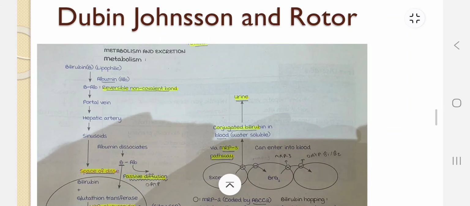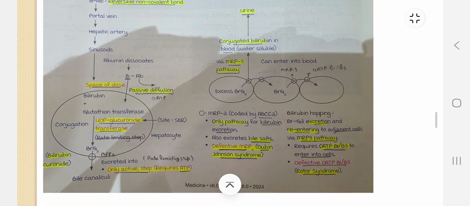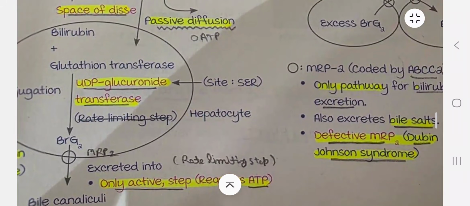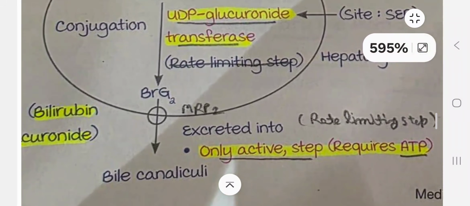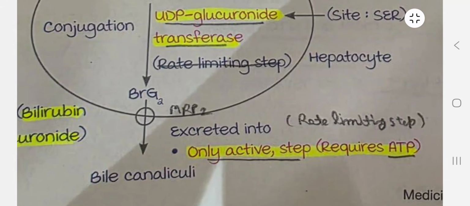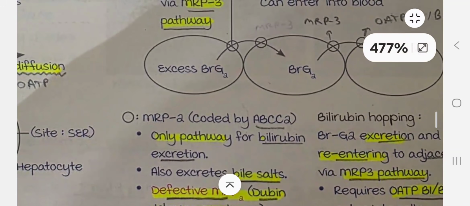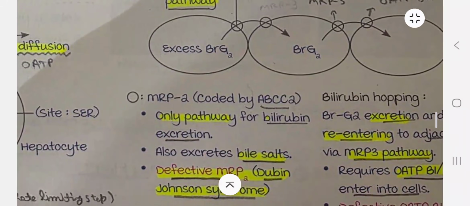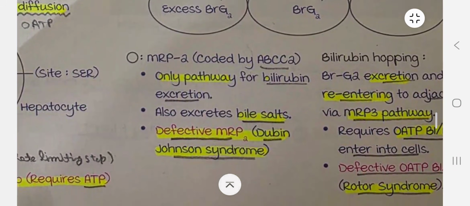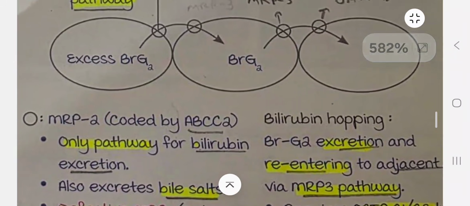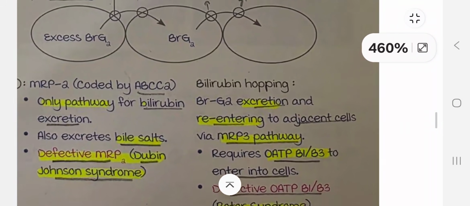Now we look at the Dubin-Johnson and Rotor syndrome. This is a bit complicated, so you have to understand it a little bit slowly. You have learned that the bilirubin diglucuronide exits from the hepatocyte by MRP2 protein. So if there is a defect in MRP2 protein, bilirubin cannot be excreted from hepatocytes. And since the bilirubin is conjugated bilirubin, it is known as Dubin-Johnson syndrome, in which there is a defect in the MRP2.